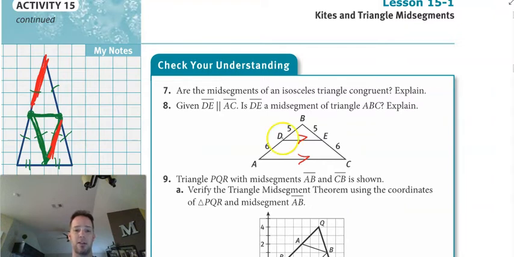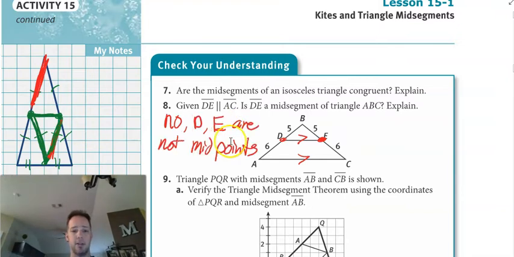So it looks like it starts at D, ends at E. Is D a midpoint? Well, this side is 6, this side is 5. That's not a midpoint, and this is not a midpoint. So although the picture looks a lot like a midsegment, D and E are not midpoints, so it doesn't meet the definition of a triangle midsegment. So no, point D and E are not midpoints.